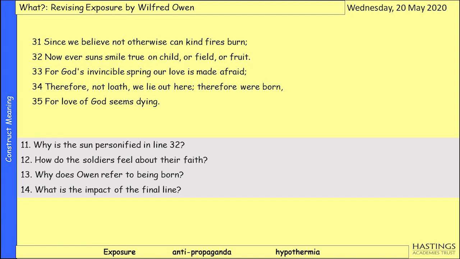Number 13. Being born juxtaposes, or is opposite to, death. The interpretation could be that God does in fact have a plan for their lives, for them to sacrifice themselves for the good of their country. Number 14. The final line circles back to their loss of faith. God's love for the soldiers seems to have died. They feel everyone, even God, has forgotten them.